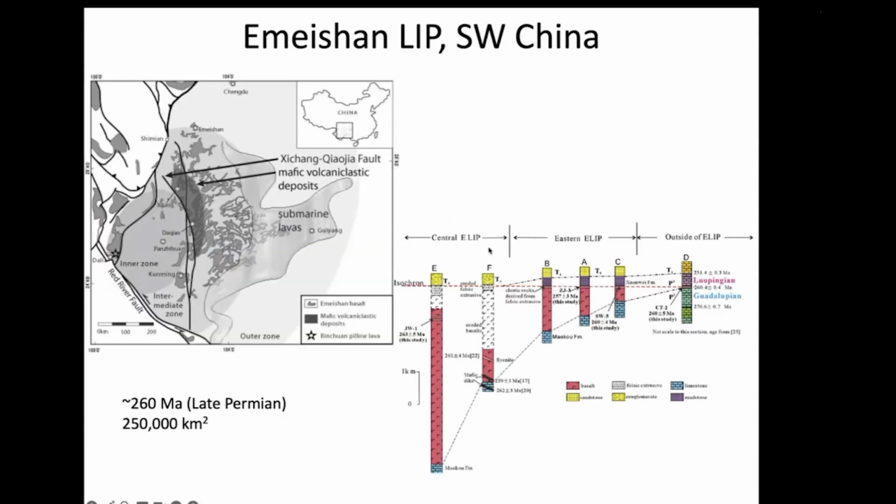But you can see here's the central Emeishan LIP. Here's the eastern Emeishan LIP, and this is outside of the Emeishan LIP. And you can see here this tremendous thickness of basalts, called the inner zone over here. And then the eastern large igneous province, much thinner, sort of thinning away. And this was a marine environment, so a lot of these basalts were submarine. So if we were teaching this course in China, you'd be learning all about the Emeishan LIP.